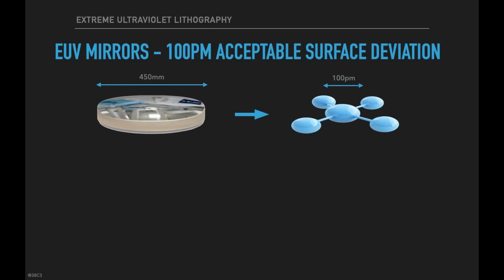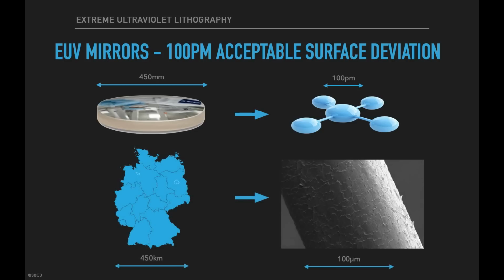And the acceptable surface deviation here is 100 picometer. The mirror is 45 centimeters in diameter. If you would blow this up to the size of Germany, it would mean the highest mountain is the human hair. So these are the flattest objects humans have ever built.